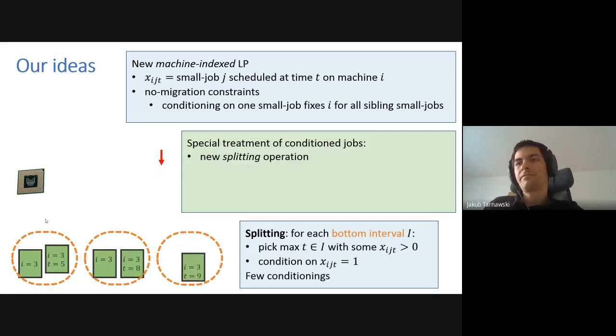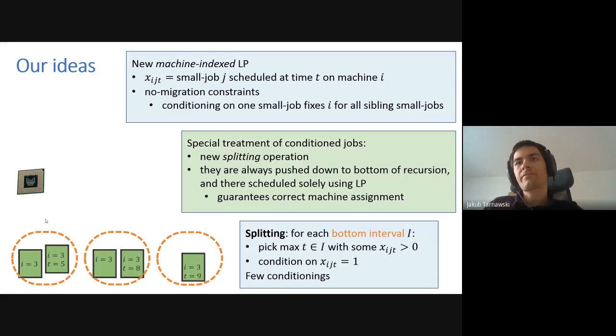Okay, that's one thing. So in this way, once I condition on a job, I always just push them down to the bottom of the recursion, and then I schedule them using conditioning, which again is somehow magical that I can do it because I condition on everything, but I do it in independent recursive calls, so I don't use too many levels. And in this way, I get the correct machine assignment as well.